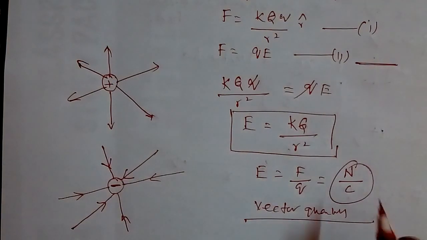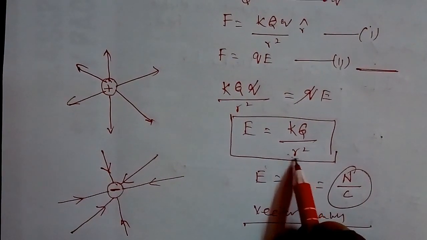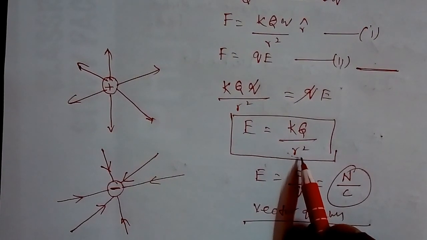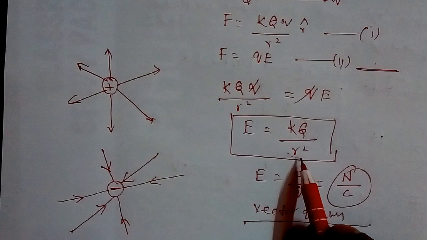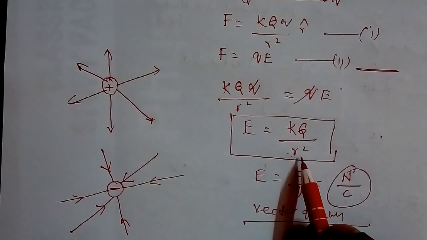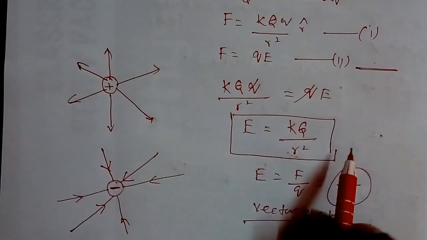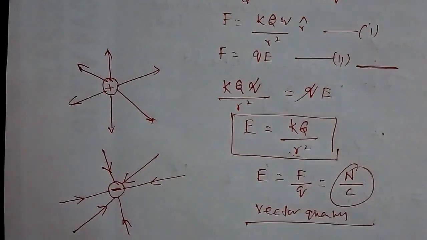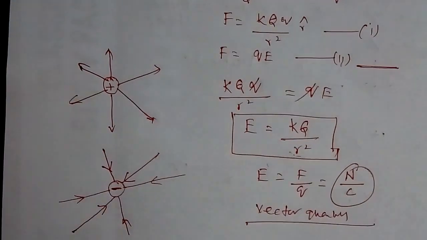Here, from this particular equation, we can see the electric field is always going to depend upon the distance r, that is the distance of test charge small q from the source charge capital Q. So the magnitude of electric field is also going to depend upon r, and hence we say that it is a vector quantity.